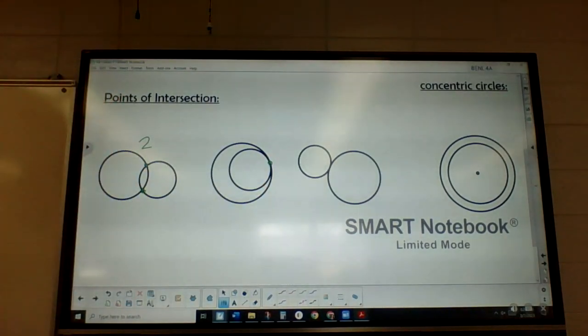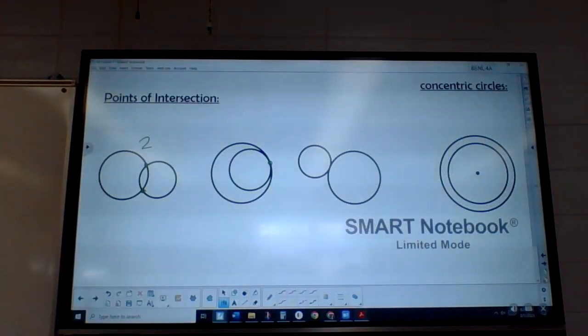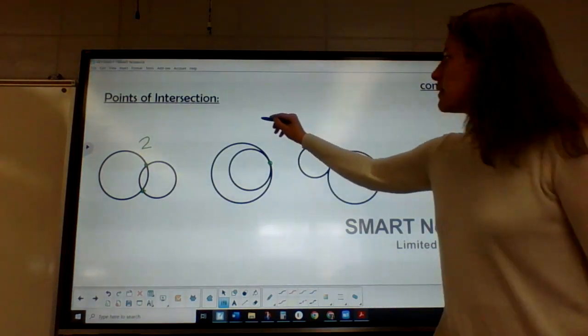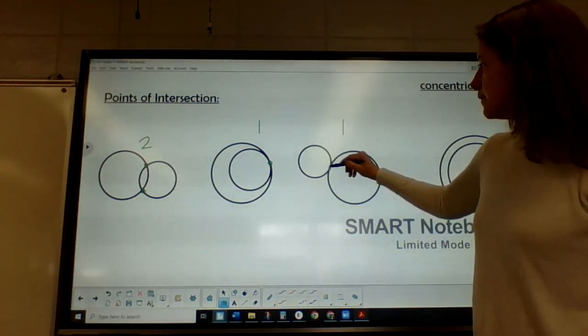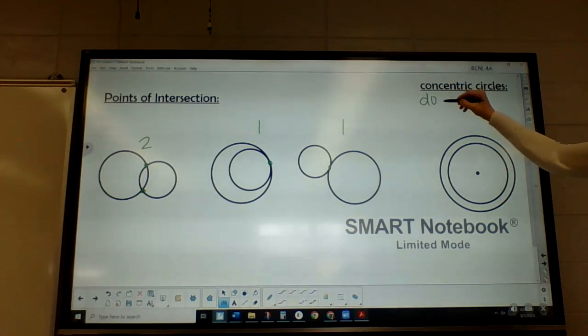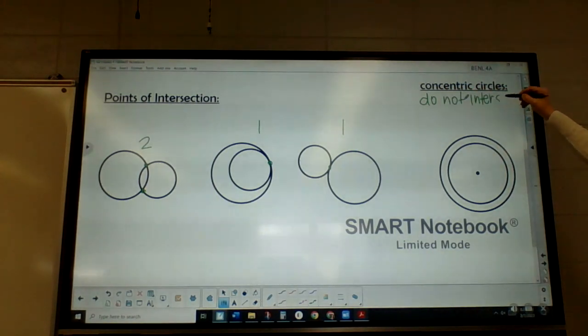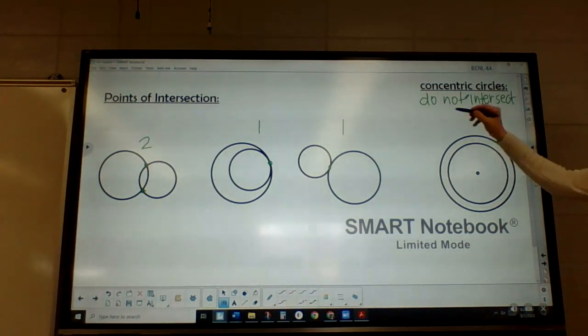So although that kind of looks like it runs along together for a while, we assume it really only intersects in 1 particular spot. Same thing here. So we assume it's just connected at like 1 dot, where you put the glue. But then we also have concentric circles that never intersect. So they share a center.